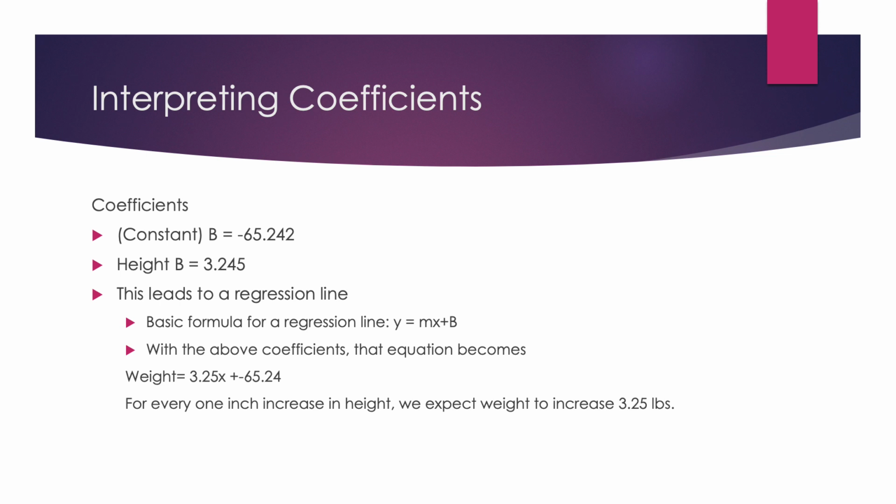So that full equation is y is equal to 3.25x plus a negative 65.24, or weight is equal to 3.25 times x, where x is equal to the value of height, plus a negative 65.24. This equation means that for every 1 inch increase in height, we expect weight to increase 3.245 pounds, or weight to increase 3.25 pounds.